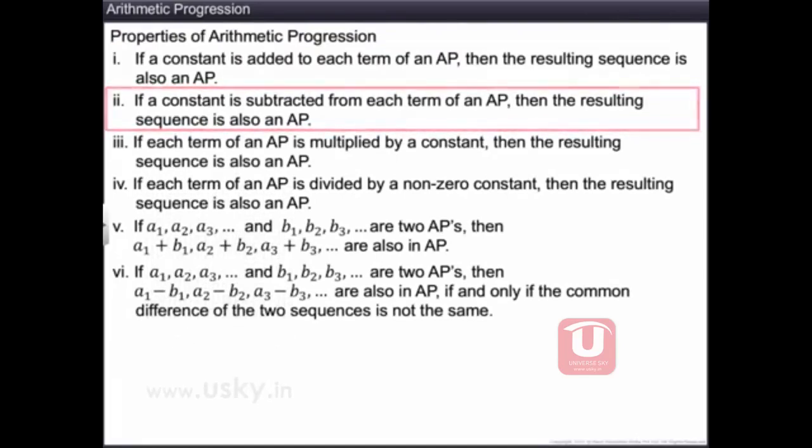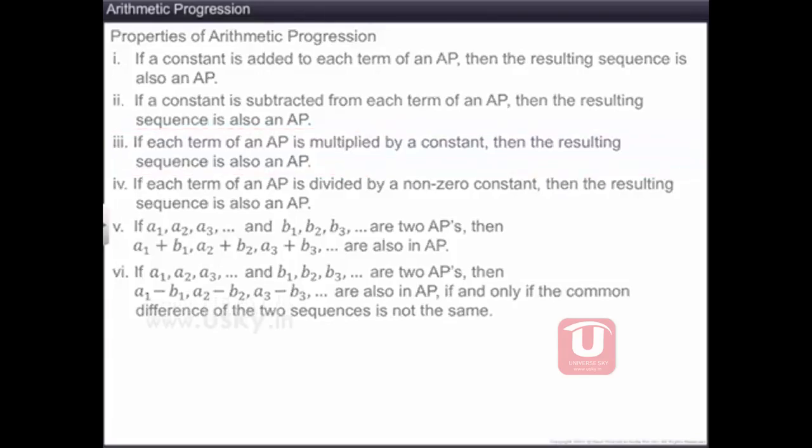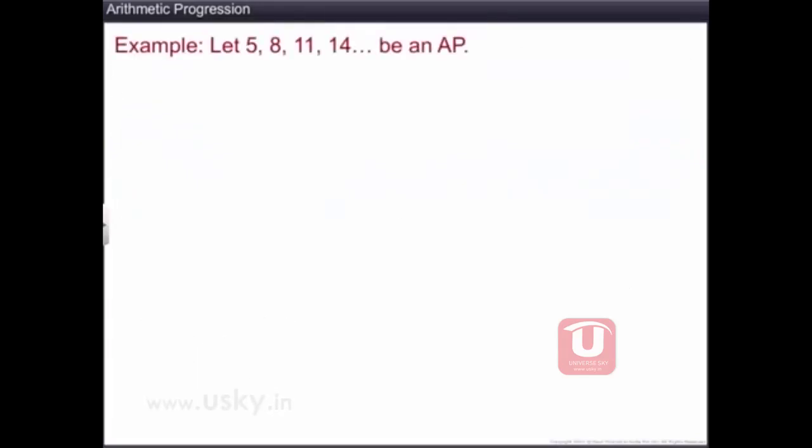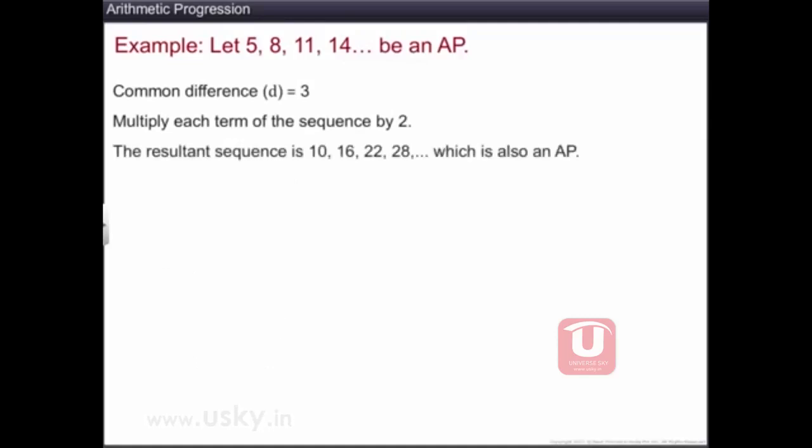Next, if each term of an arithmetic progression is multiplied by a constant, then the resulting sequence is also an arithmetic progression. For example, let 5, 8, 11, 14, and so on be an arithmetic progression. Its common difference is 3. If we multiply each term of this sequence by 2, then the resulting sequence 10, 16, 22, 28 and so on is also an arithmetic progression with the common difference 6.